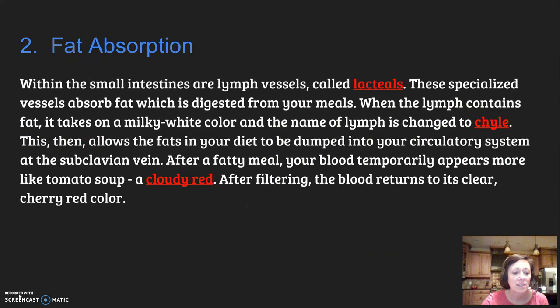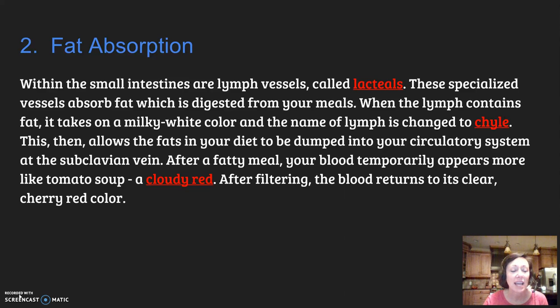All right, moving forward, the second function of the lymphatic system is fat absorption. And in fat absorption, within the small intestines, there are specialized lymph vessels that are called lacteals. Lacteals are specialized vessels that absorb fat that is digested from the meal that you eat.